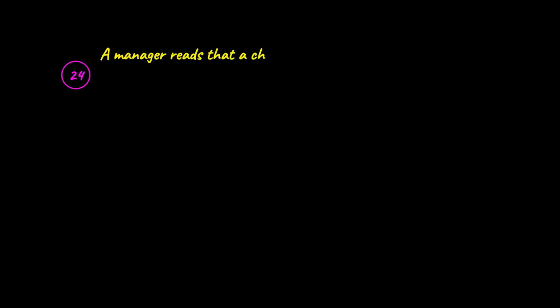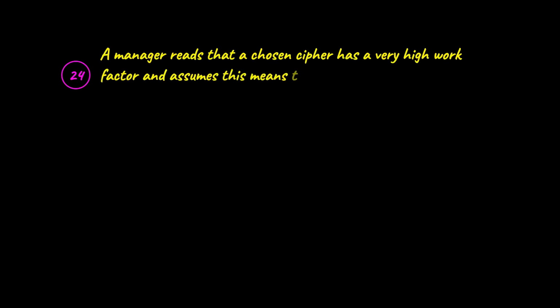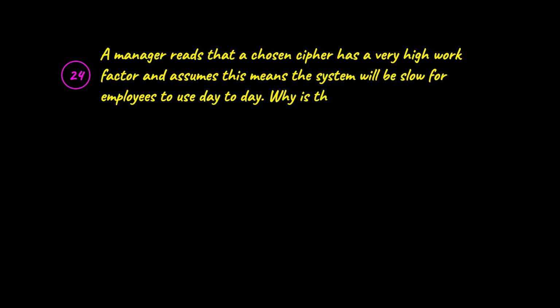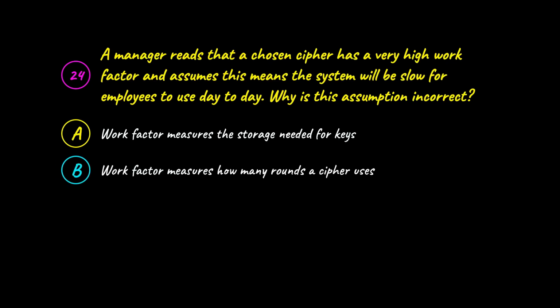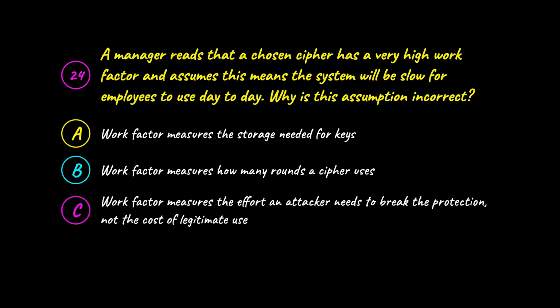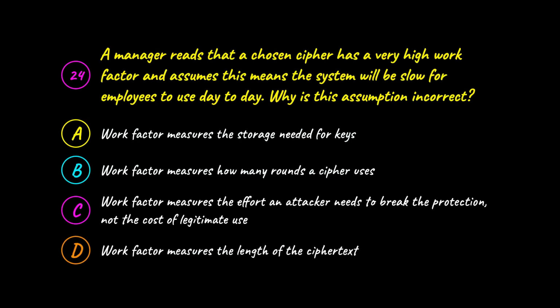Question 24. A manager reads that a chosen cipher has a very high work factor and assumes this means the system will be slow for employees to use day to day. Why is this assumption incorrect? Your options are: A. Work factor measures the storage needed for keys. B. Work factor measures how many rounds a cipher uses. C. Work factor measures the effort an attacker needs to break the protection, not the cost of legitimate use. D. Work factor measures the length of the ciphertext.